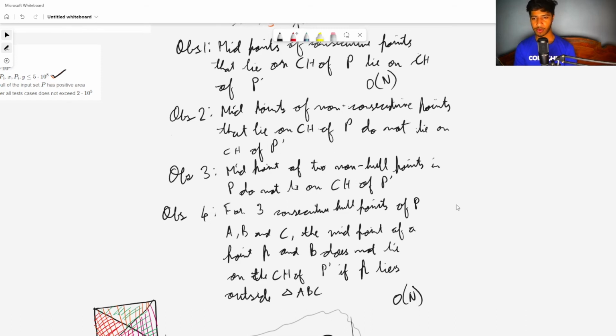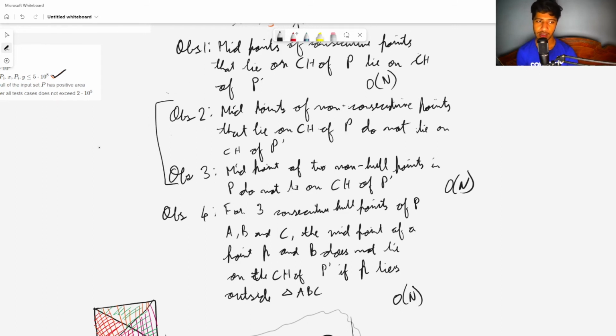And since you have O of n points, what can you do? After you figure out all these points, you put them in one set and find the convex hull of that in O of n, right? Then you know all the hull points of p dash. Basically you are not considering the midpoints of non-consecutive points and midpoints of any random non-hull points of p.